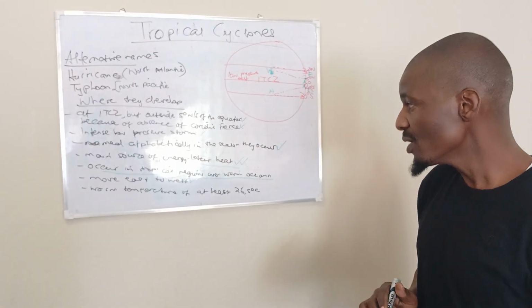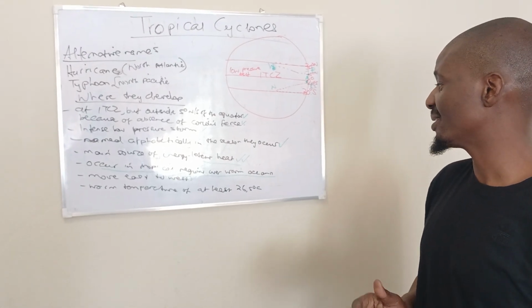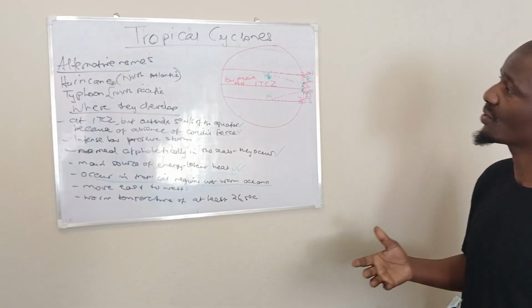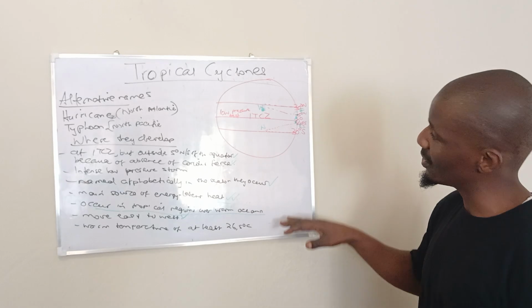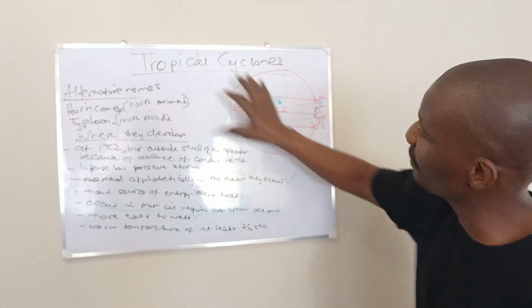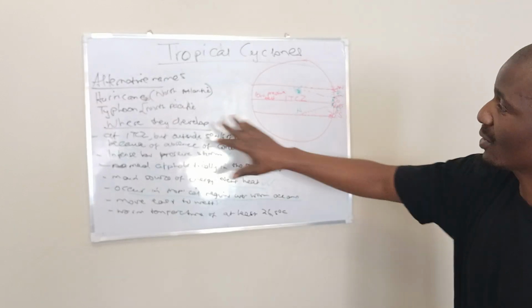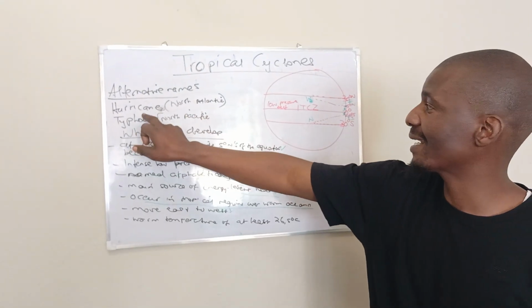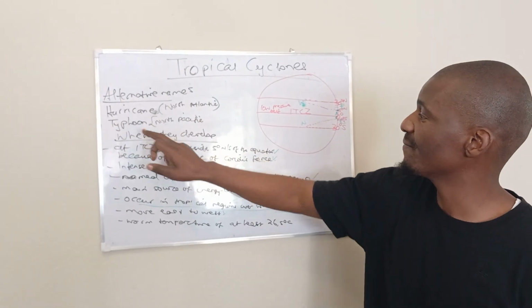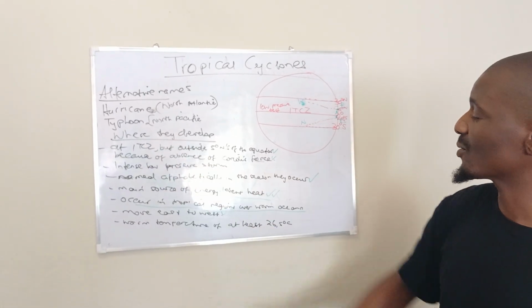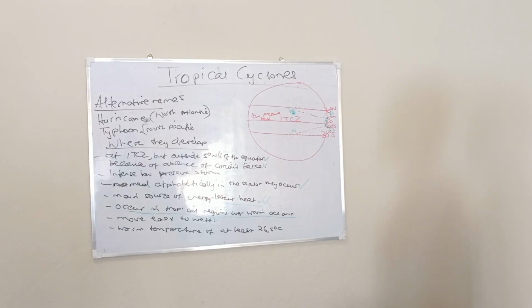Warm temperatures are supposed to be at least 26.5 degrees Celsius. These are some of the conditions when it comes to the tropical cyclones. So you can see from the diagram I've drawn. It's unfortunate that I've got a small board. But the alternative names are hurricane in the northern Atlantic and typhoon in the North Pacific. Where do they develop? At the ITCZ, but outside 5 degrees north and south of the equator.